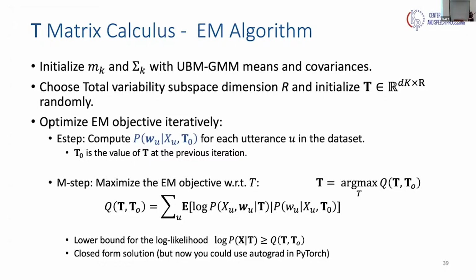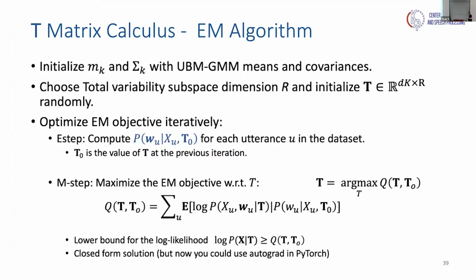And then to calculate the T matrix, you use the expectation maximization algorithm. You initialize N_k and Sigma_k with the universal background model means, as I was explaining before. You randomly initialize T, and then you iterate to estimate T. So you compute the i-vector posterior given the value of T in the current iteration, for each utterance in the dataset, and then you use this i-vector posterior to calculate the expectation maximization objective. It is basically the logarithm of the likelihood of the data given the T matrix, given the posteriors that we calculated in the E step. And we just maximize this, and this has a closed form solution.